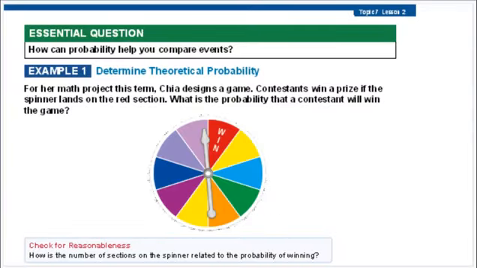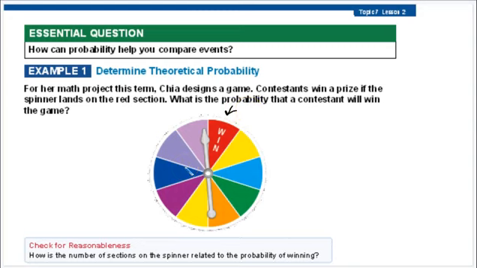So, example 1, determine theoretical probability. For her math project this term, Chia designs a game. Contestants win a prize if the spinner lands on the red section. What is the probability that a contestant will win the game? So, what we're going to do here is look at the probability of landing on this win spot right here, this red spot.